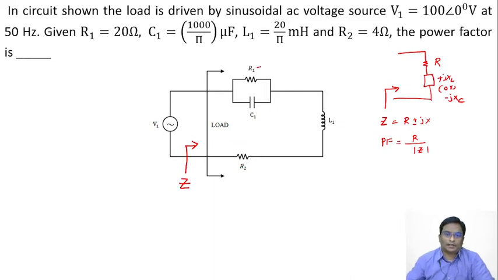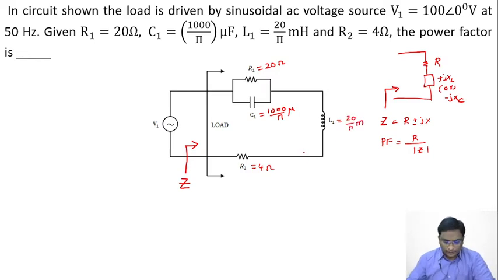This R1 is given as 20 ohms in the circuit. This is given as 1000 by pi micro. This R2 is given as 4 ohms, and L1 is given as 20 by pi.